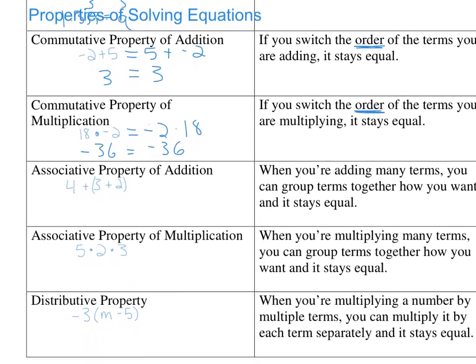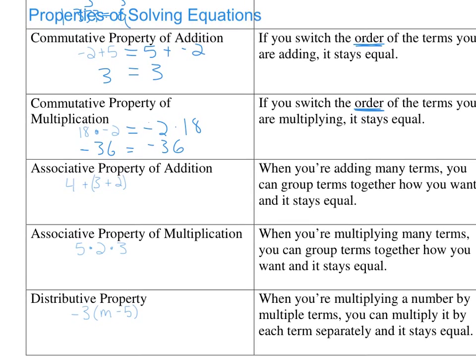The next two properties are the associative property of addition and the associative property of multiplication. So let's start with the associative property of addition. It says if you're adding many things, more than 2, you can group them how you want and it'll stay equal. So in the example that's here, they decided to group the 3 and the 2 together and add that first. So that means they're going to get 5 plus 4, and that'll turn into a 9 for them.